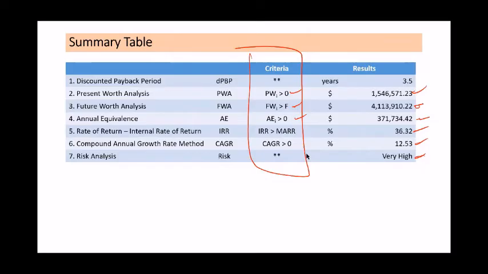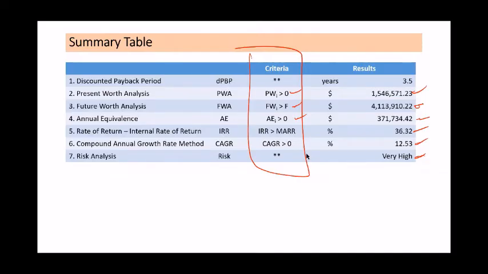Any question on the result and how you are going to analyze? Now, you need to discuss the criteria and the results. For example, you will say that the project is profitable in terms of present worth analysis, or the project is profitable based on the present worth analysis and future worth analysis. And you can discuss like that. Now, that is for project acceptability.